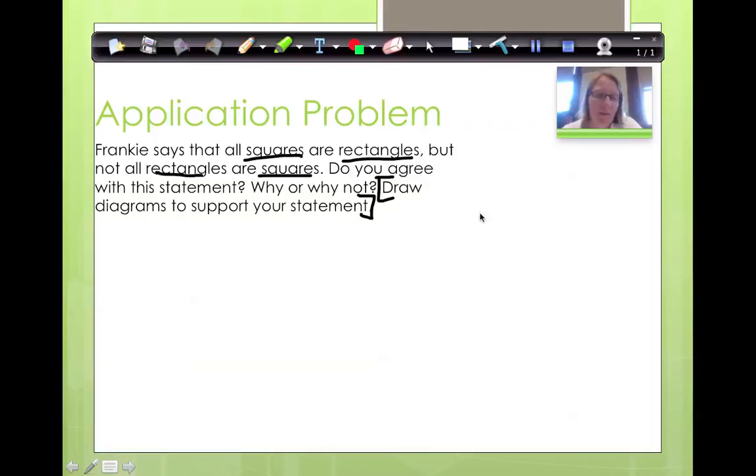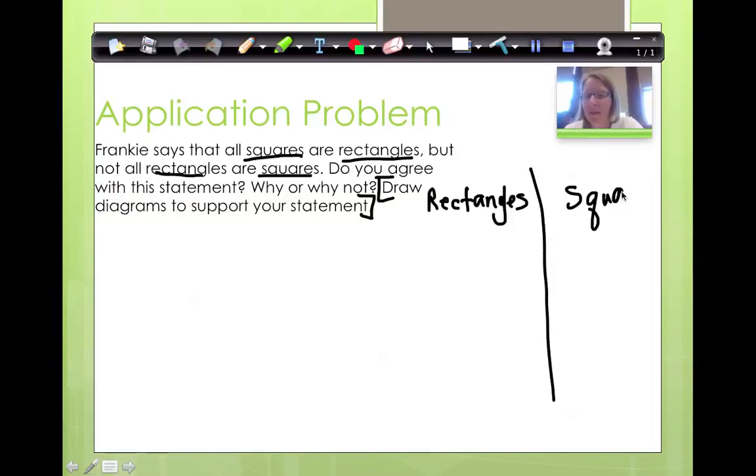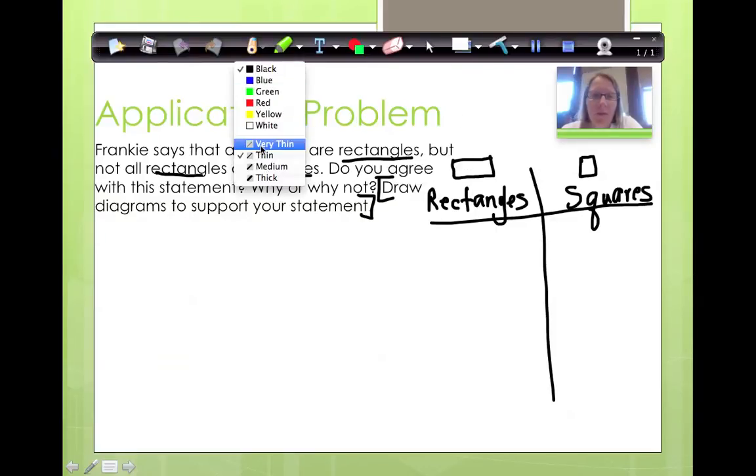Okay, so first of all, let's make a list. Okay, so these are rectangles. Attributes of rectangles. These are going to be my attributes of squares, and this is going to be my diagram. Okay, so first of all, let's draw a picture over the name. Usually we think of a rectangle as long and skinny, and the square has this. Okay, so let's talk about rectangles. I'm going to change my pencil to a finer pencil.